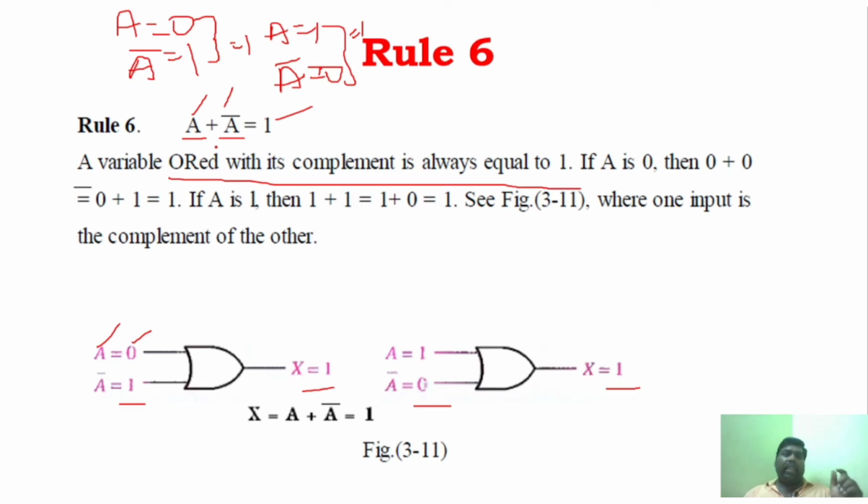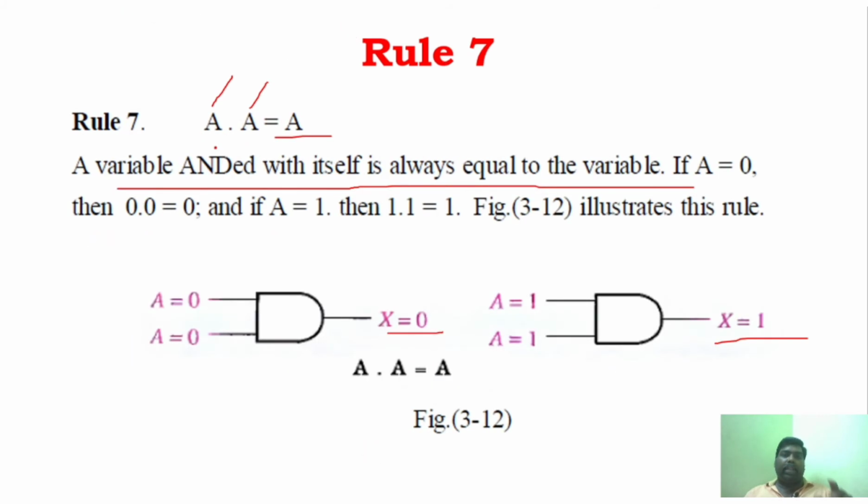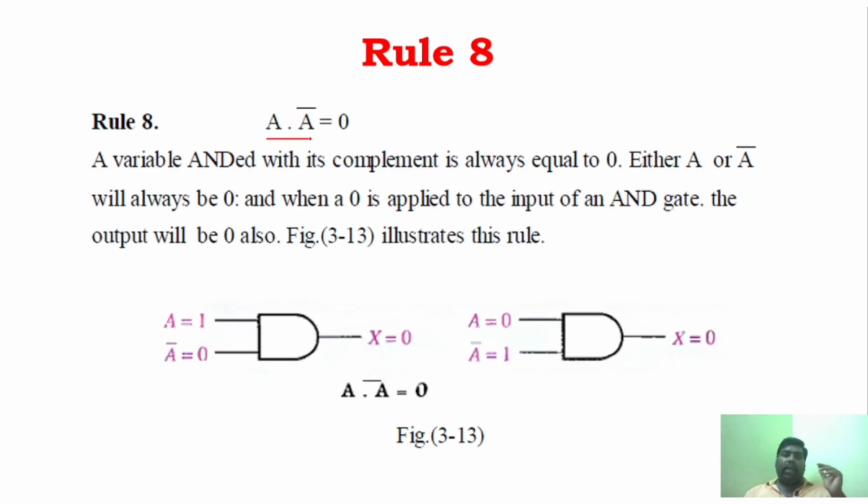ORing A and A complement, which is equal to 1. But in rule 8, we are ANDing A and A complement. When it is ANDed, the output will be 0. We know that if A is equal to 0, then A complement will be the opposite, that is 1. Similarly, if A is equal to 1, then A complement is equal to 0.